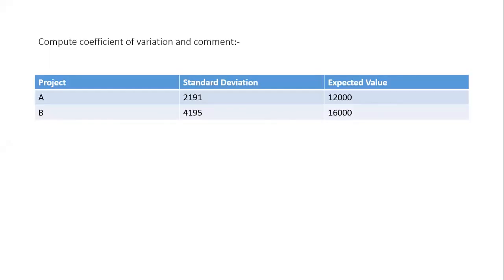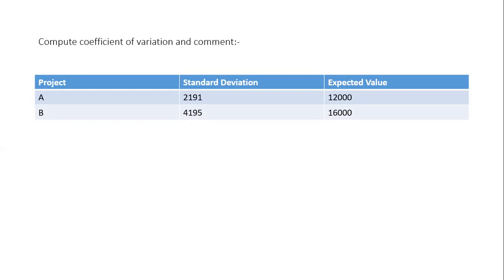Subject: Strategic Financial Management. Class: TYBMS. Chapter: Capital Budgeting Techniques. Under Capital Budgeting Technique, DCF methods. Under the DCF method, discounted cash flow methods, we have coefficient of variation.